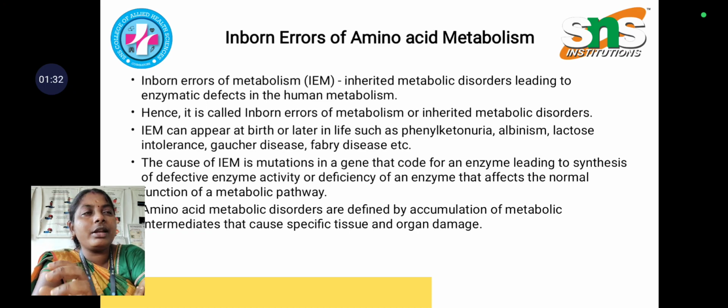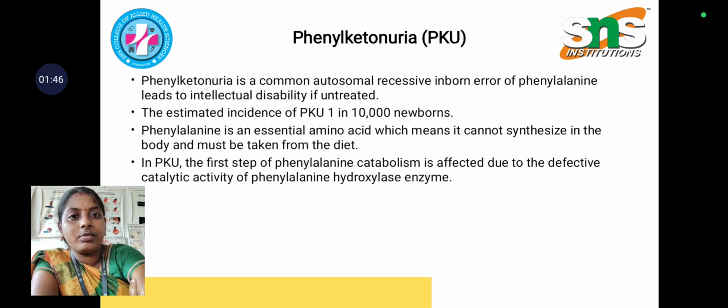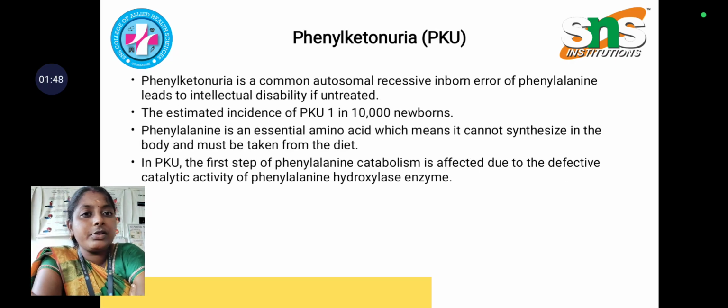For any metabolism or conversion of energy from one form to another, if there is a deficiency or defective enzyme, one product is not able to be converted to another product, which leads to the errors of metabolism. So first one, phenylketonuria.